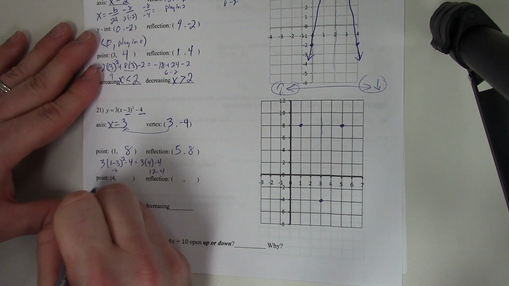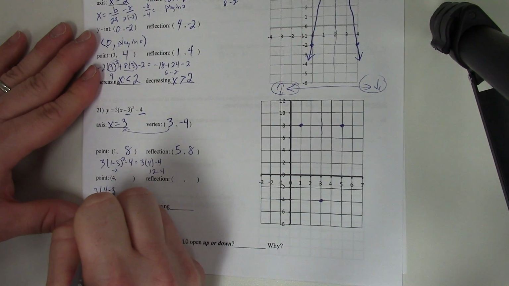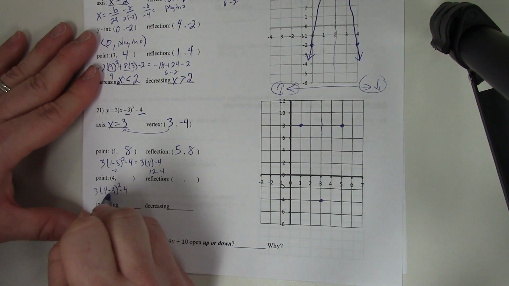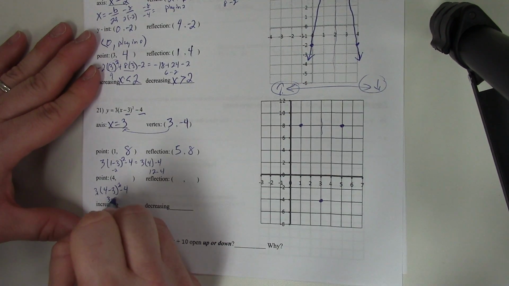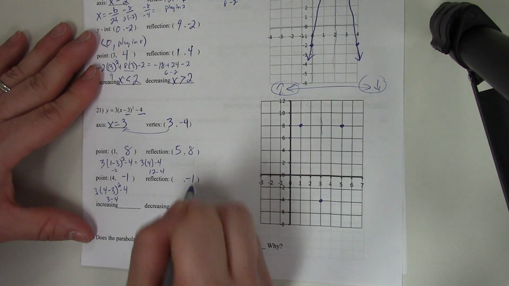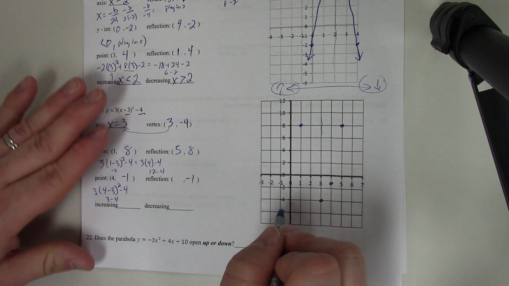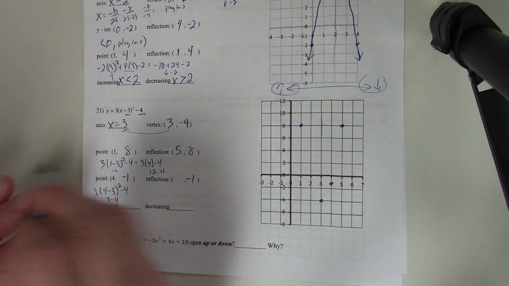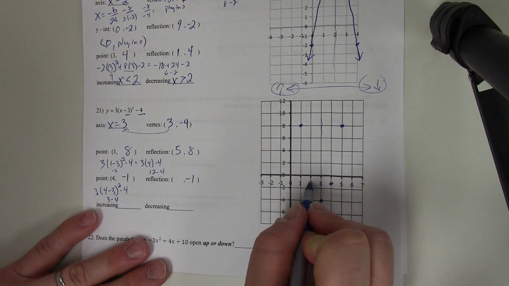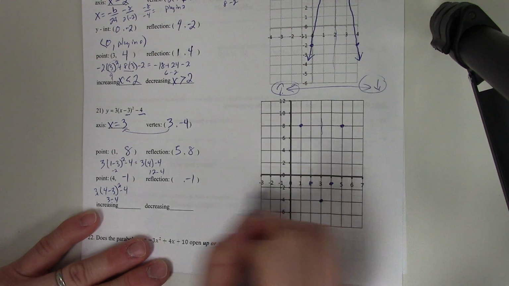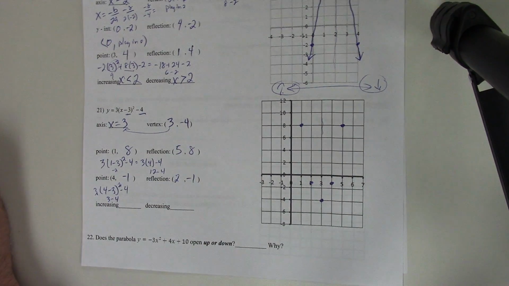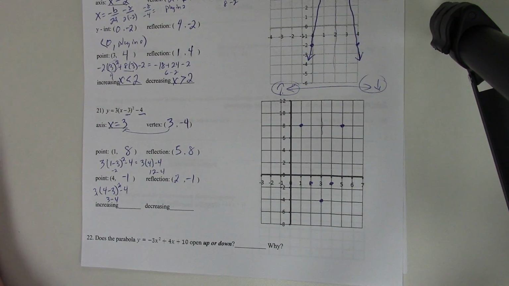For 4, I'm going to plug it in. This is 1. 1 squared is 1, times 3 is 3, minus 4 is negative 1. I know that's going to be there. (4, -1) is right there, kind of in the middle, right? Now, from there, I've got to reflect it over here to 2. So (2, -1) is my point there. Okay. And there's my reflection there.